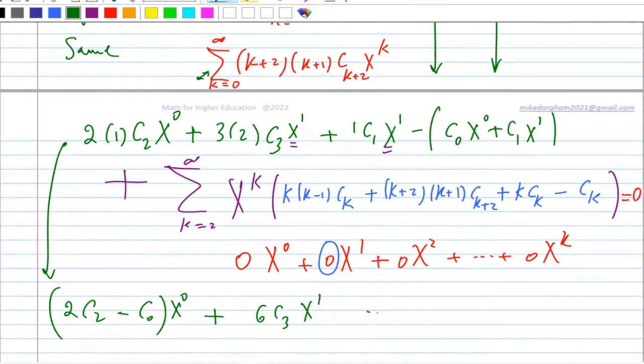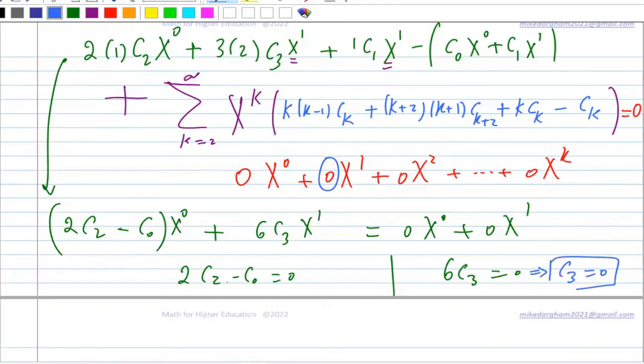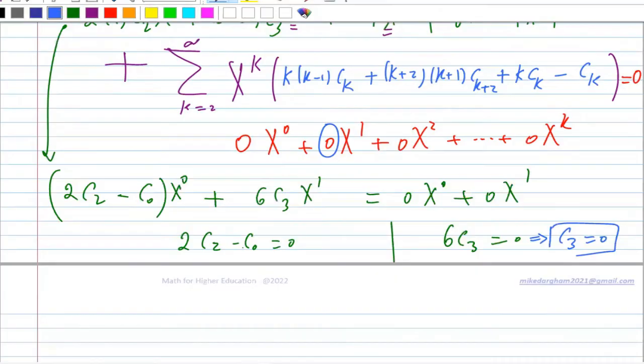That's it. Now this is a 0 x power 0 and 0 x power 1. What does that mean? It means 2C2 minus C0 is a 0. Okay, and it means 6C3 equals 0. You get it? Okay. Now you solve if you are able to do so. So right here, I would get that value. But in this part, I got a relation.